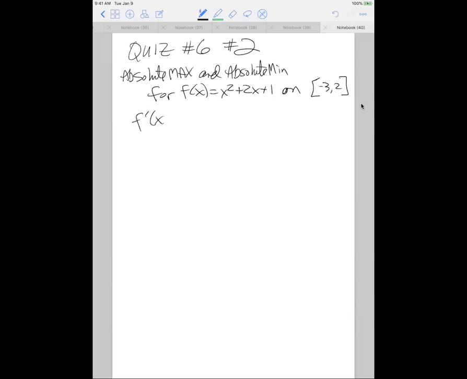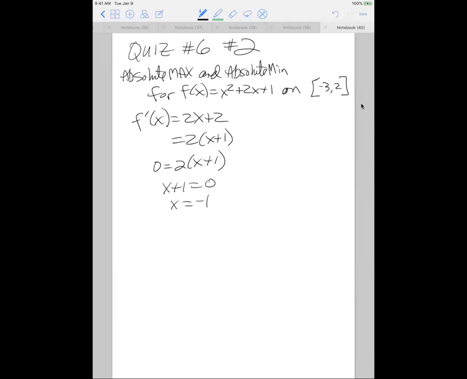F prime of x then is equal to 2x plus 2. That equals 2 times x plus 1. So we set that equal to 0 to find the critical values. The 2 has no influence on whether it makes it 0 or not. That x plus 1 is the entire issue. So we end up with x equals -1. Is that in the interval from -3 to 2? Yes, it is.